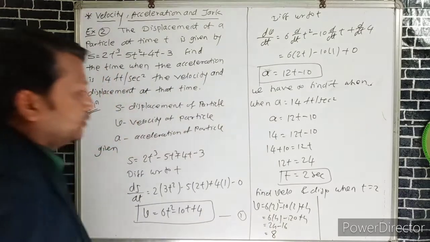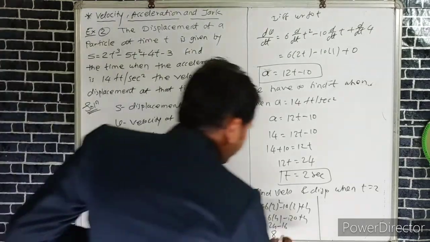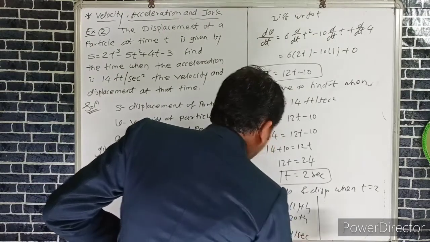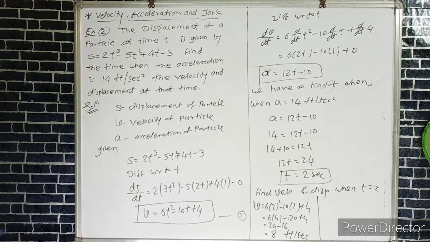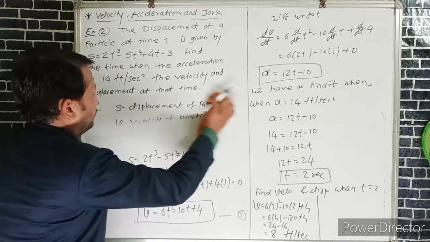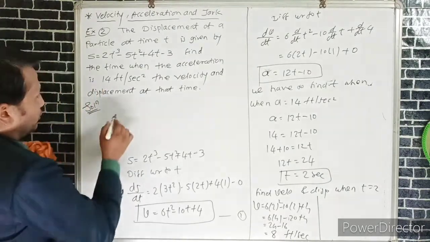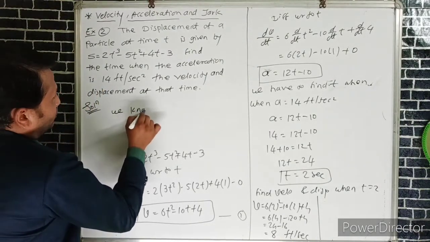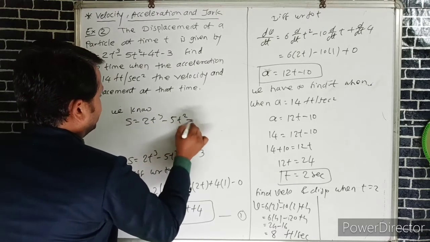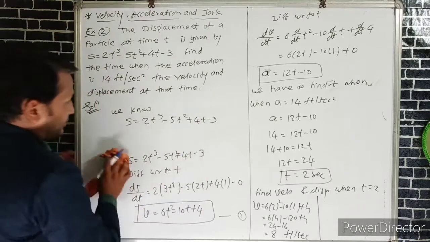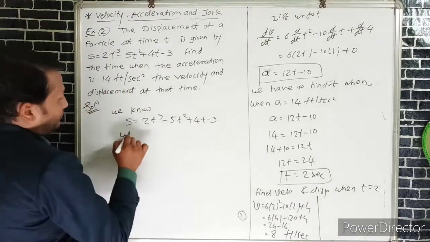So the velocity is 8 feet per second. Now we have to find the displacement when t is equal to 2. We know that displacement s = 2t³ − 5t² + 4t − 3. We have to find the displacement when t is equal to 2.